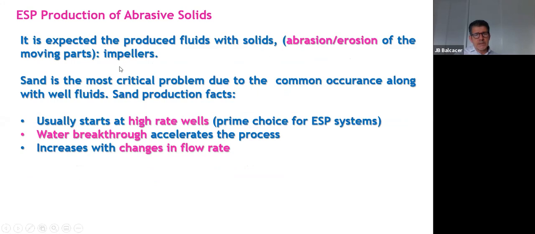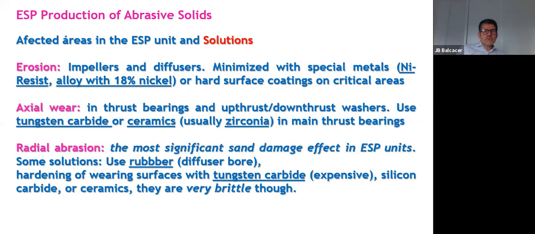Basically, as I mentioned, the impellers are the parts of the pump that will be suffering. So sand is a critical problem. It's something that we are facing regularly. Some of the solutions for impellers and diffusers are metals like alloys with a high percent of nickel, and hard surface coatings on critical spots or areas. But again, the cost is higher than the regular pump.